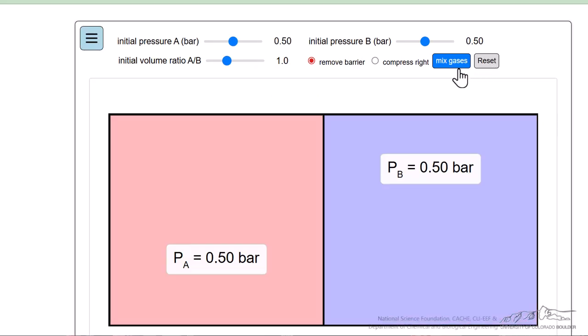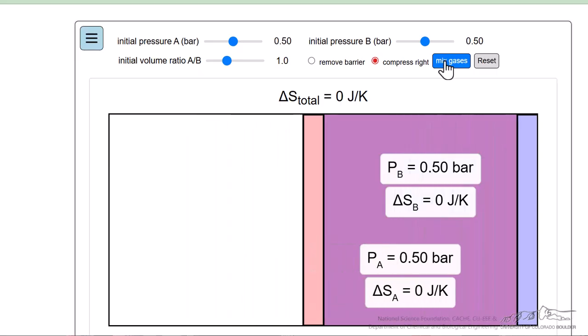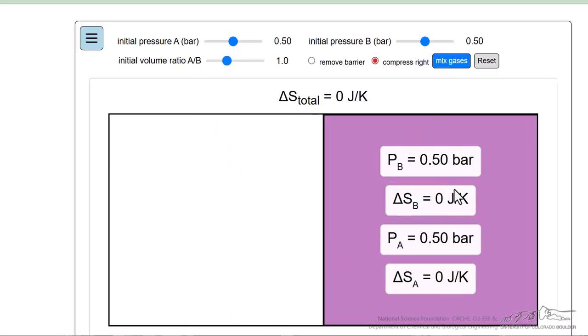Other is to look at if we compress to the right. So let's change this and now again start the same pressure, same volumes, and mix the gases. And what's going to happen, there's no entropy change. And that's because the final pressure of B is the same as the starting pressure. Final pressure of A is the same as the starting pressure.